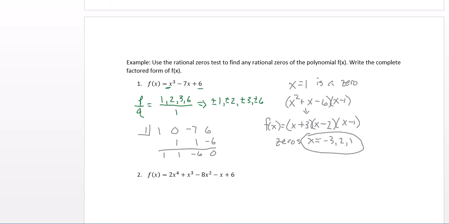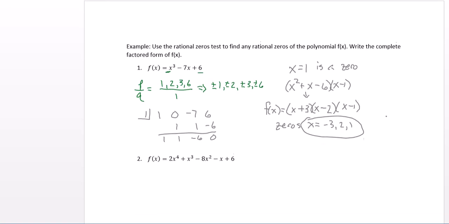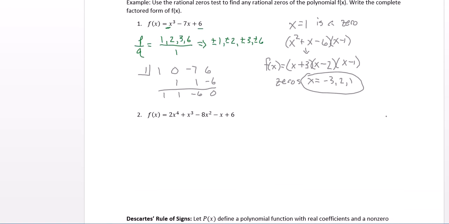We didn't have to use the rational zeros test to find all of them. We just used the rational zeros test to reduce it a little bit so that we could find the rest of them as well. Let's use some orange here.